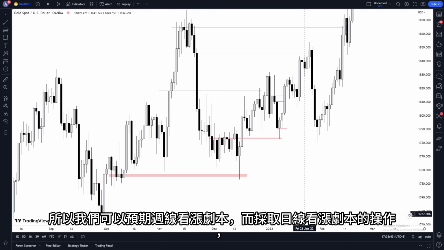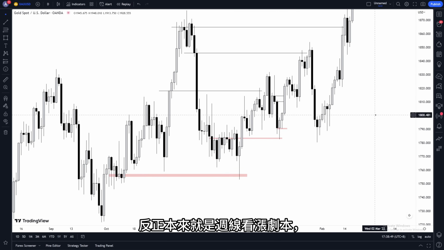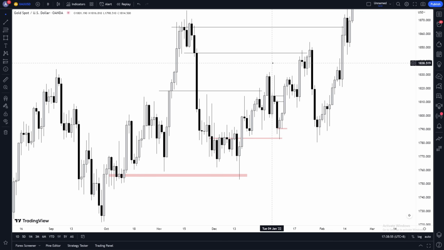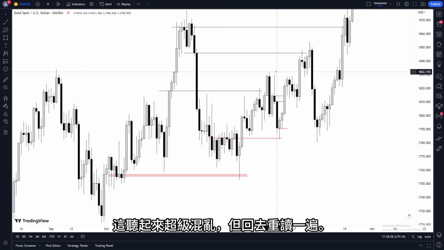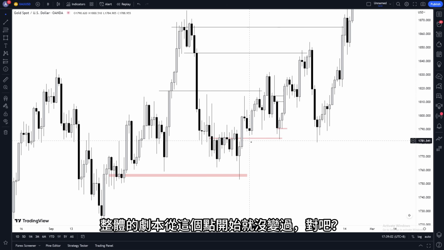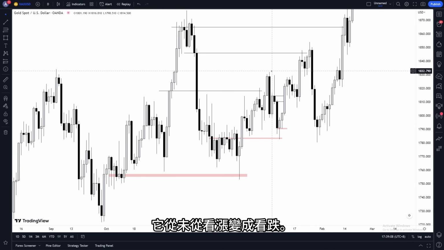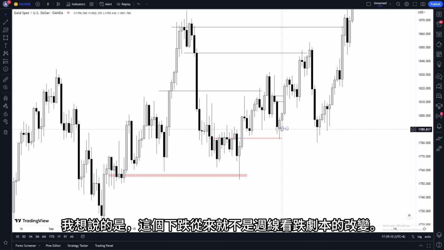and so we can take a daily bullish storyline in anticipation of the weekly bullish storyline, which anyway there's a weekly bullish storyline because this sell never actually came from a weekly storyline change from bullish to bearish. So that sounds super confusing, but go back and read it. The entire storyline never changed from this point, right? Weekly reject weekly, it never changed from bullish to bearish. This sell was never a weekly bearish storyline change, is what I'm trying to say.